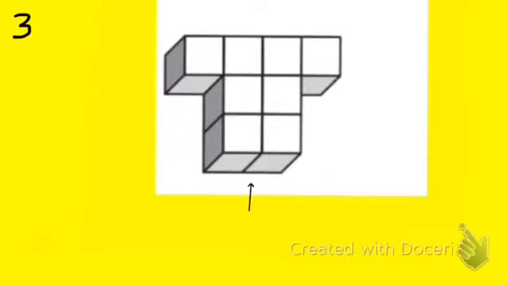I would see from this perspective. So I would see this one, and I would see this one. I would also see this one and this one. Those are all from the bottom view, from the ant's perspective. So I would see four faces, and I would think that this figure was made up of four cubes.